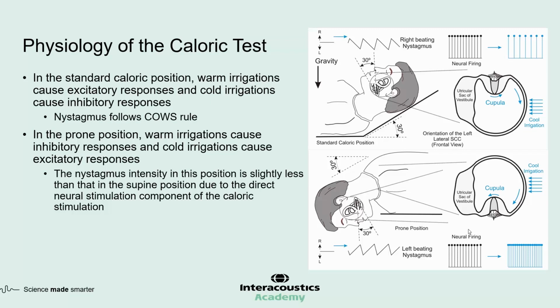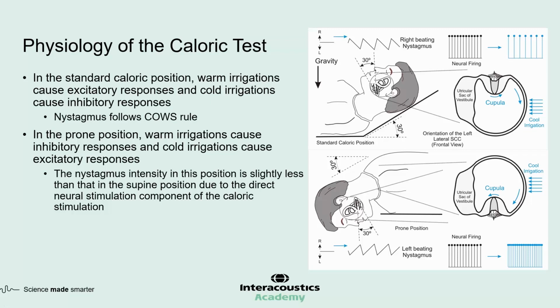In this case, the lateral semicircular canals are again in the plane of gravity, except that it's flipped 180 degrees. So in this head position, if you irrigate the ear with a cool temperature, this time the endolymph again will become heavier, will sink down, but this time the cupular deflection is the opposite of what it was before, and this time the cupula will bend toward the utricular sac.